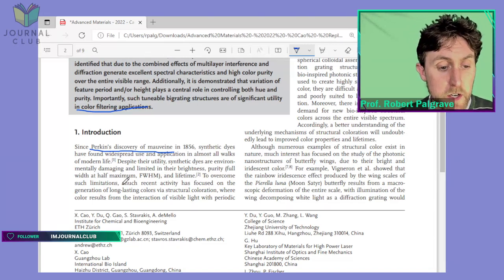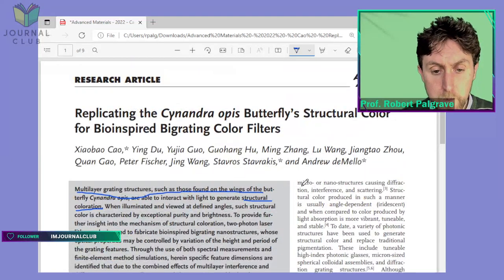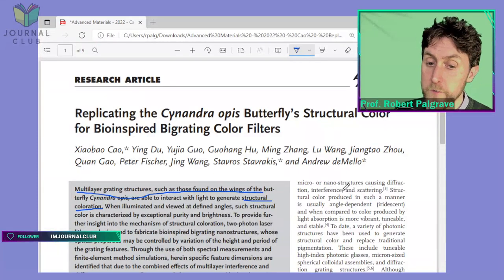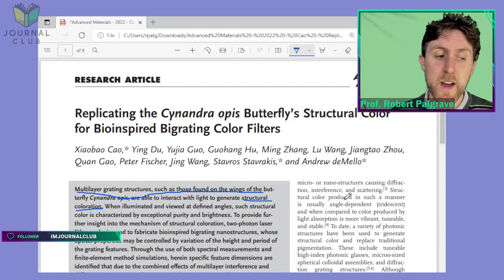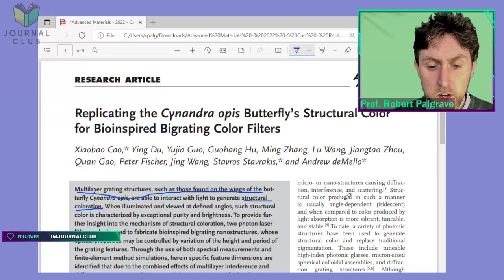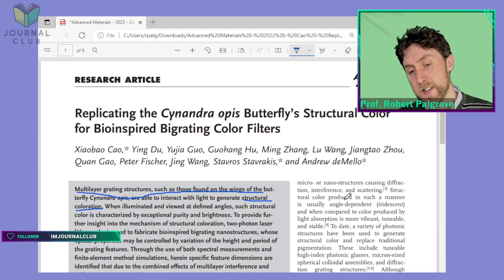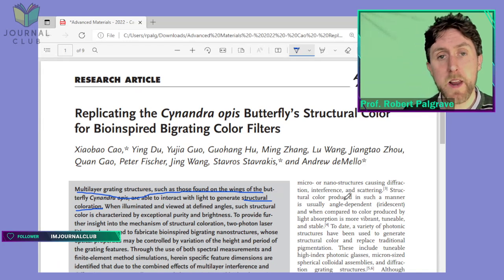So to overcome such limitations, much recent activity has focused on generation of lasting colours via structural coloration, where colour results from the interaction of visible light with periodic micro or nanostructures, causing diffraction, interference, or scattering. Yeah, that sums up, as we often find in these streams, what I've tried to waffle about in a much shorter amount of time. So exactly right, it's a completely different mechanism.